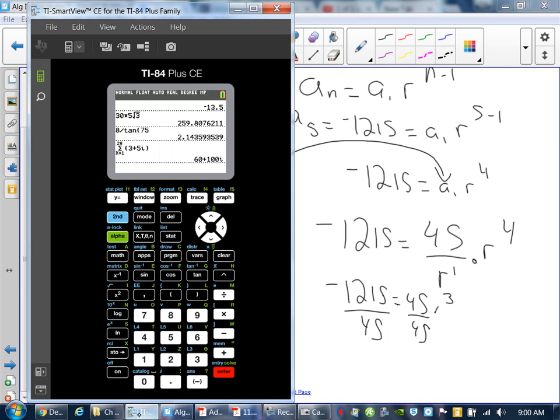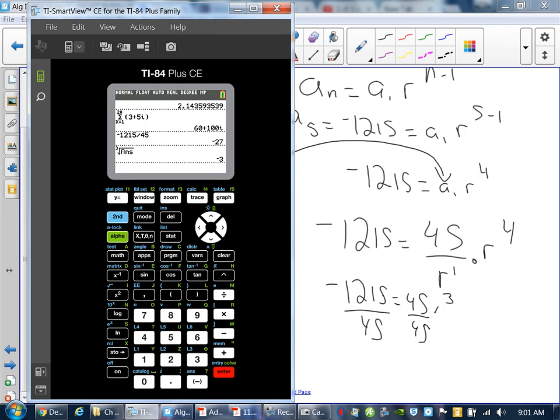So negative 1215 divided by 45 is negative 27. Oh no, I don't know how to take a cube root. Or can I take a cube root of a negative? It's negative 3. Do you guys remember what button to press to get a cube root? What was it? Math, Power, 1 over 3 of your answer. Is it okay if I just do my answer to the power?